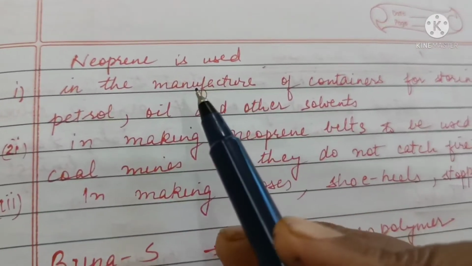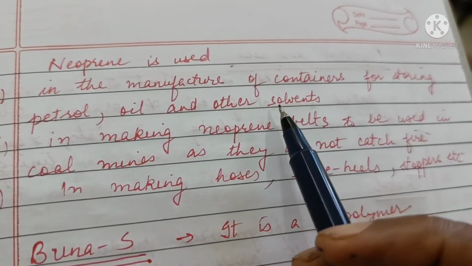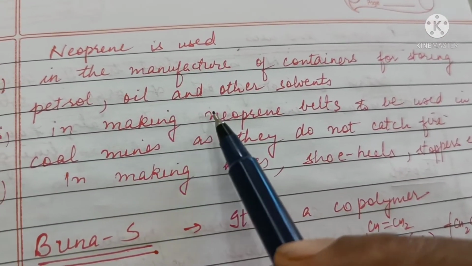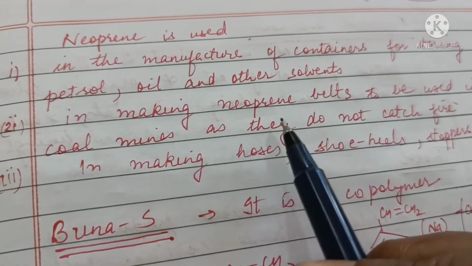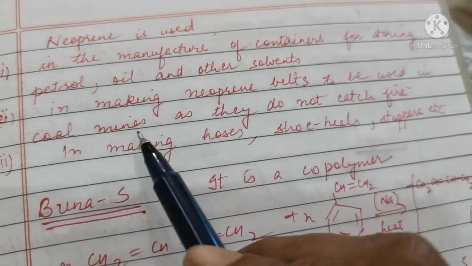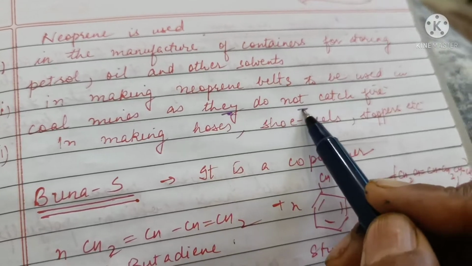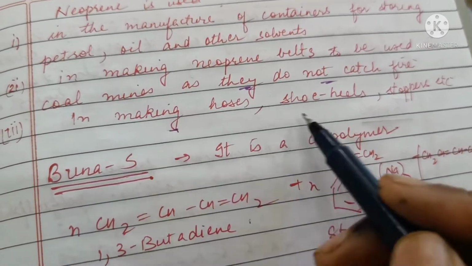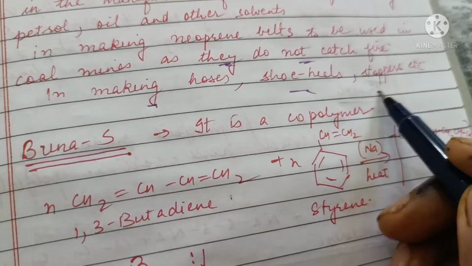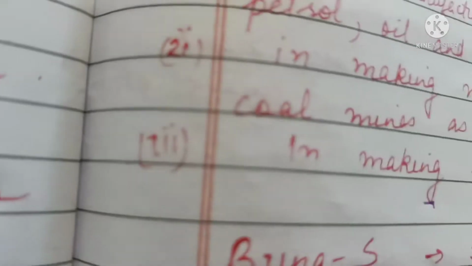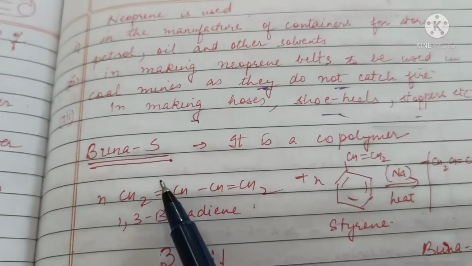So neoprene is used in manufacture of containers for storing petrol, oil, and other solvents. In making neoprene belts to be used in coal mines, and they do not catch fire. In making hoses, shoe heels, stoppers, etc. Neoprene is used. Next is Buna S.